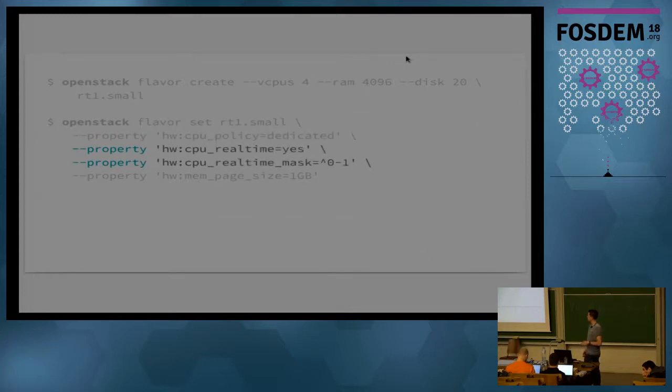The second of those, real-time, we want to enable, and we also want to tell Nova that some of those cores shouldn't be marked as real-time cores, again, because we're using the Linux kernel for our guest here, and we want some of those cores to be non-real-time and for scheduler processes. And then the last one is 1 gig huge pages. And then we create a server with this flavor and with some sample image that doesn't really matter.